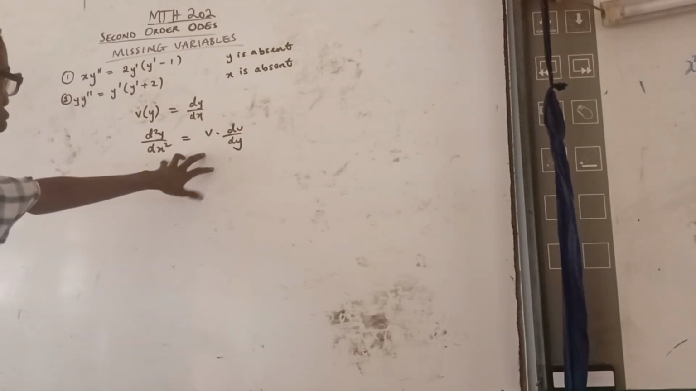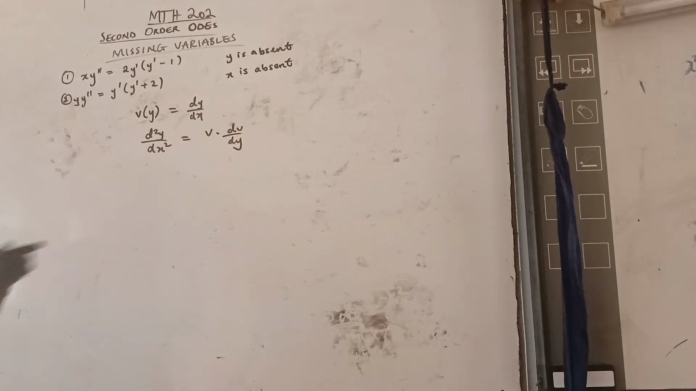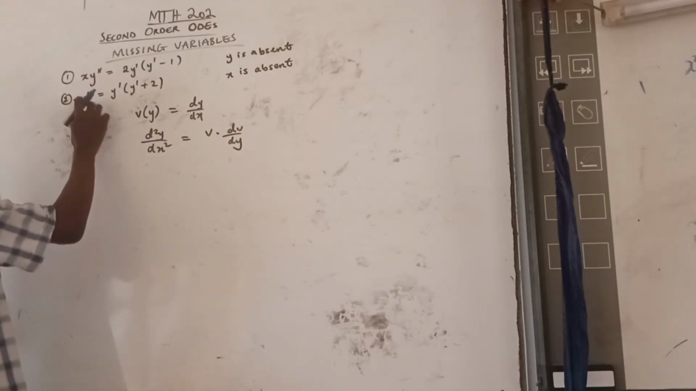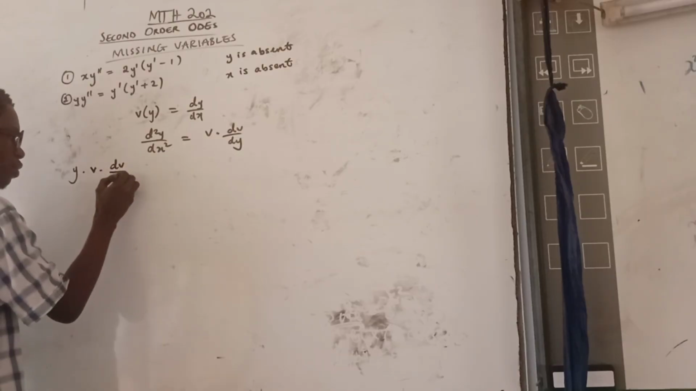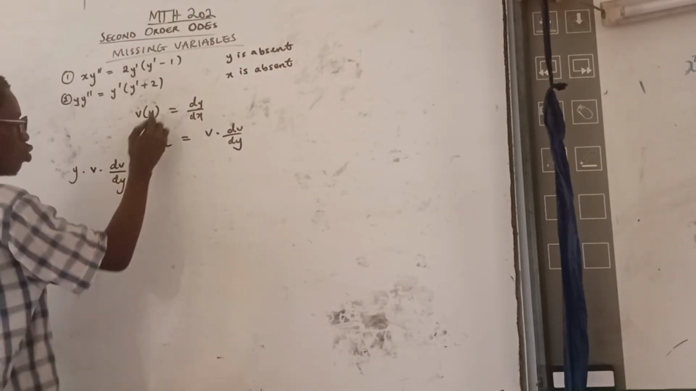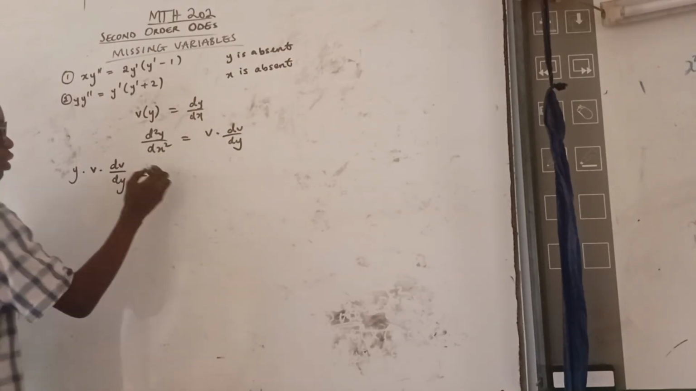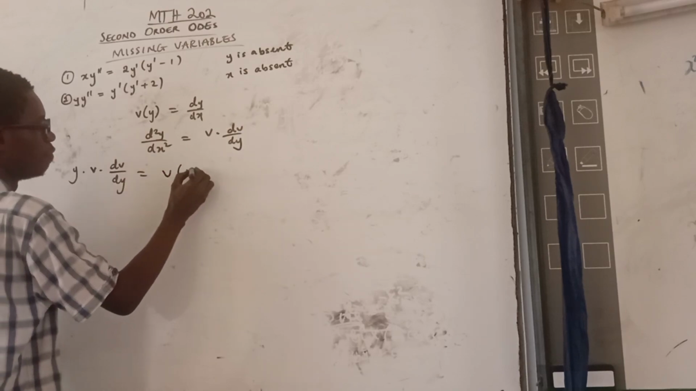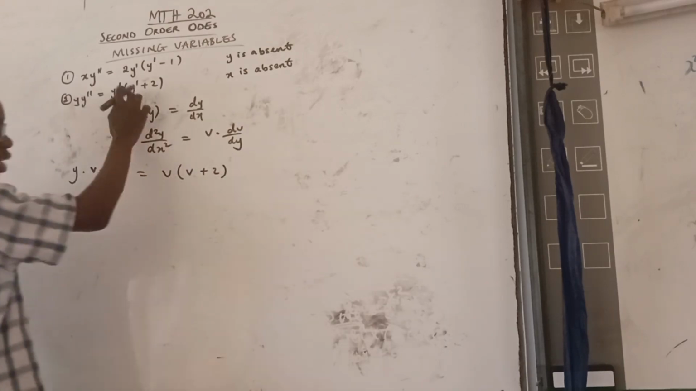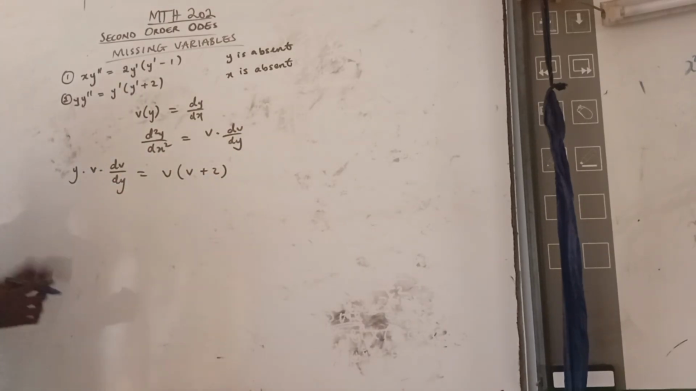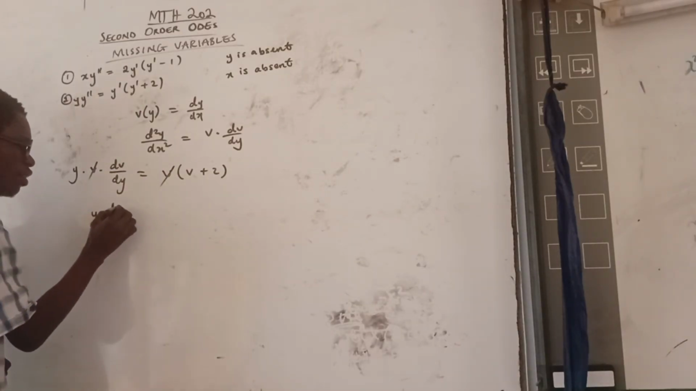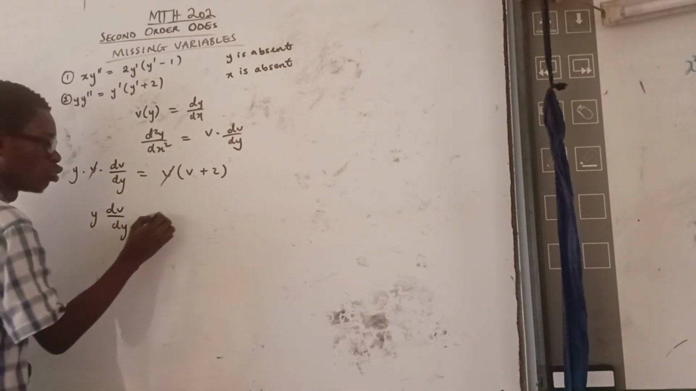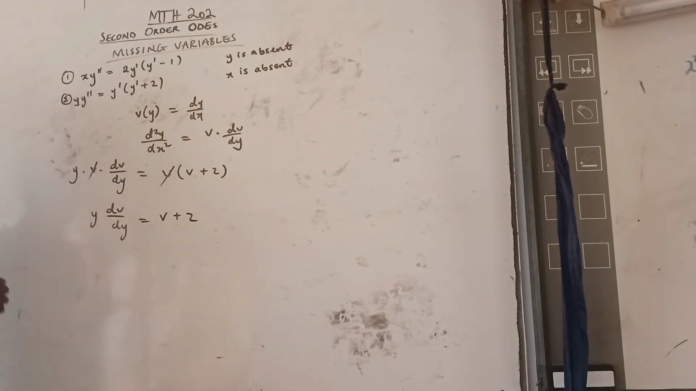So we are going to substitute this into the equation. We have y times our second derivative, which is v dv/dy, equals y prime. What's y prime? Y prime is dy/dx, which is v times (v plus 2). Our dy/dx is v. So there's v on this side, there's v on this side. We can cancel it out and say y dv/dy equals v plus 2. Now this is a separable equation.